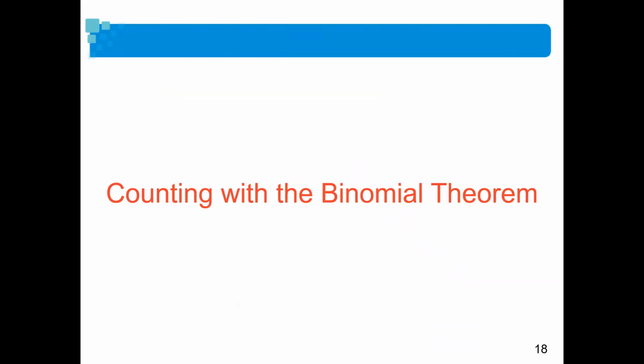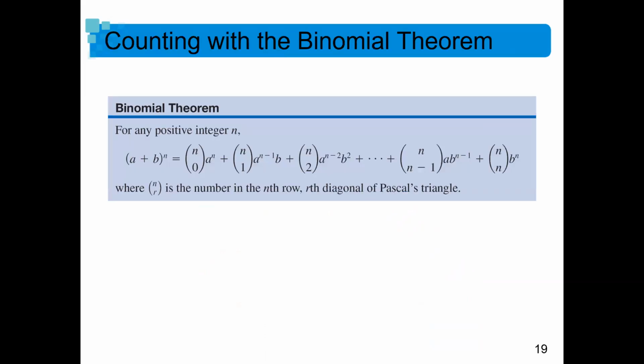So now let's proceed to counting with the binomial theorem. So what is the binomial theorem? This is the binomial theorem. (a + b) to the n is equal to nC0, that's the first combination, plus nC1, plus nC2, dot dot dot, plus nC(n-1), plus nCn. This is just where nCr is the number in the nth row, rth diagonal of Pascal's triangle.